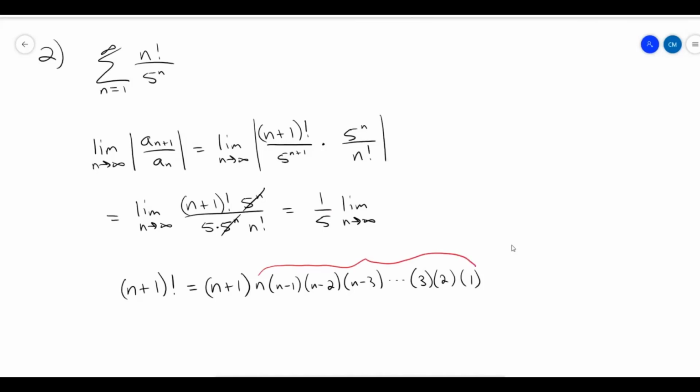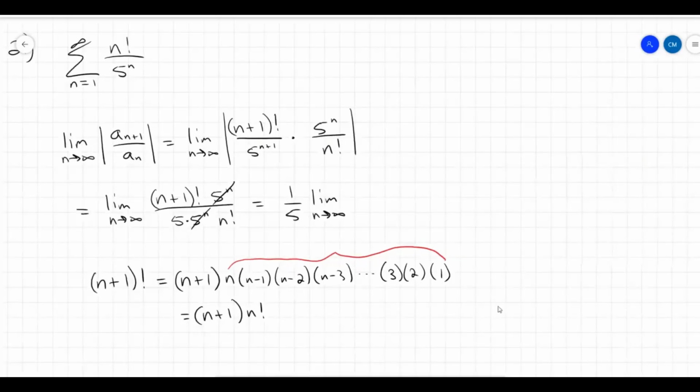N times n minus 1 times n minus 2 and so on all the way down to 3, 2, 1. That's n factorial, exactly. So what we can do is rewrite this as n plus 1 times n factorial. You see that? And you can in fact do that with any factorial. You can chop the first one off and then make the one right before it the factorial, you see? Or I could even do that with the first 2 or 3 if I wanted to, or the first finite number, really.